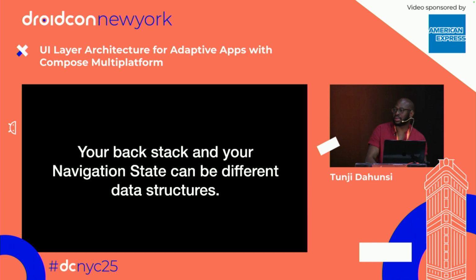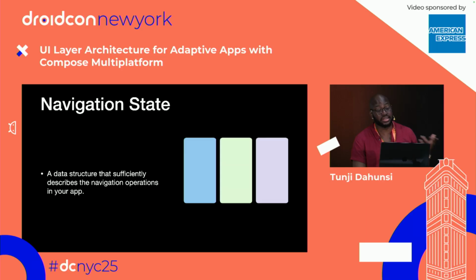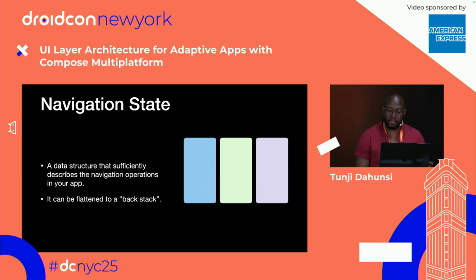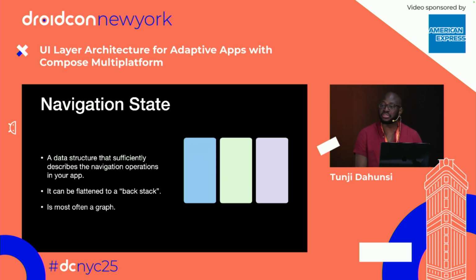And this is where I come to the next big thing. Your backstack and your navigation state can be two completely different data structures. Arguably, you would actually want them to be different data structures. So let's take a look at this navigation state and this backstack thing and try to make sense out of it all. My navigation state is a data structure that sufficiently describes the navigation operations I want to perform in my app. It can be flattened to a backstack, and it most often is a graph.